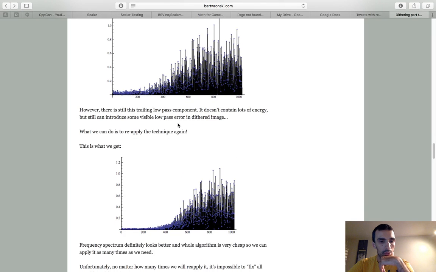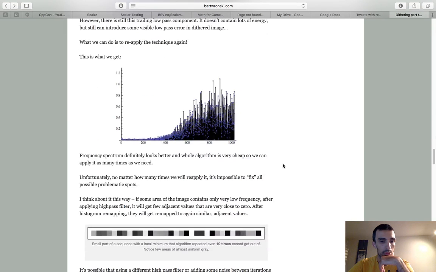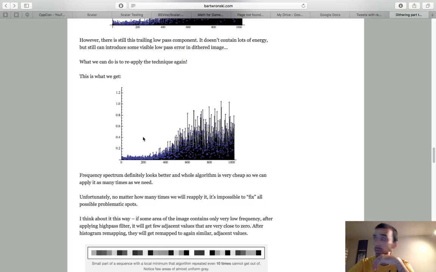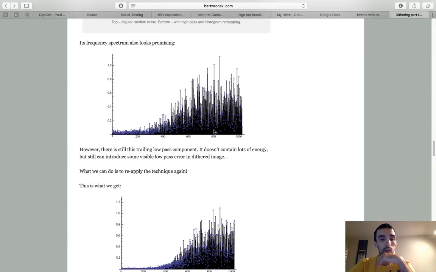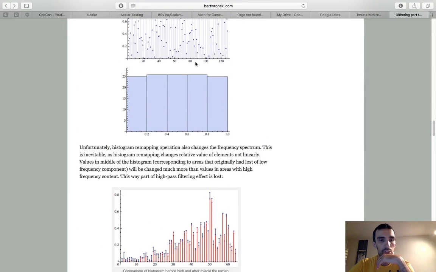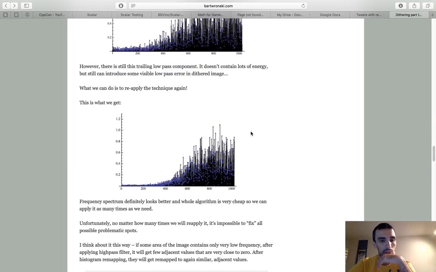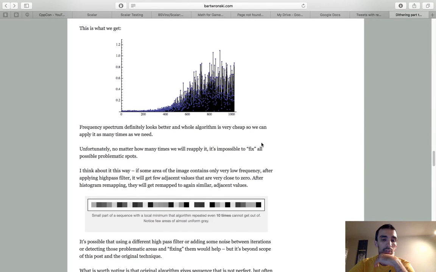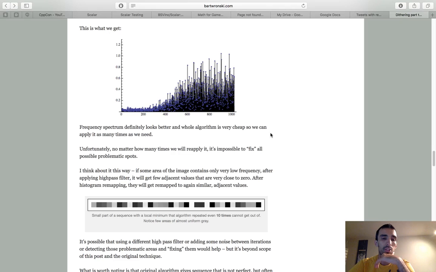However, there's some trailing low pass. But you just reapply the low pass. You just do the technique again. Oh, you do both steps in the technique again. You reapply the low pass, and then you do this remapping operation that they did up here. The frequency spectrum definitely looks better, and the whole algorithm is very cheap. Well, I mean, you have to take it to the frequency domain, so it's not really something you do in real time, I don't think. But yeah.